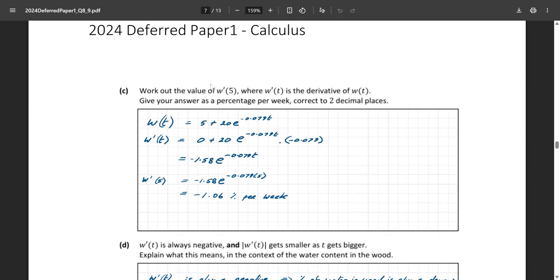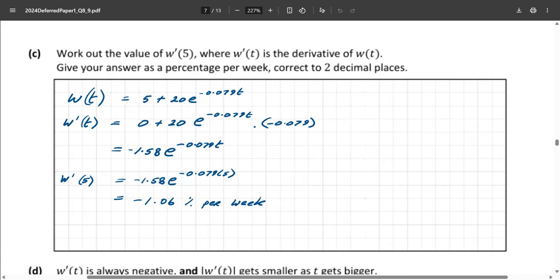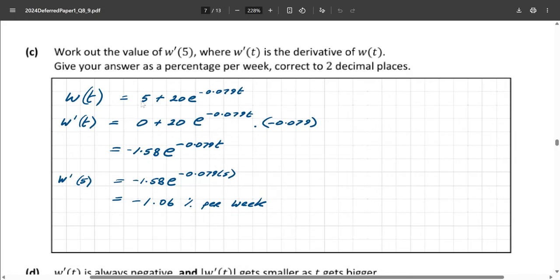Work out W dash 5, where W dash is the derivative. Okay, so he's asking us directly here to get the dy dx, or the derivative. So you write down your function and you go along in a line here, and you get, okay, if you differentiate 5, you get 0 because that's just a constant. Now, how about the 20 times this? Well, a number in front, the technique is it just stays as it is, so that 20 is just 20.